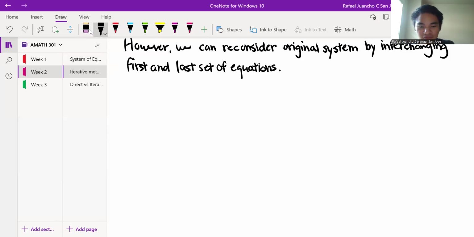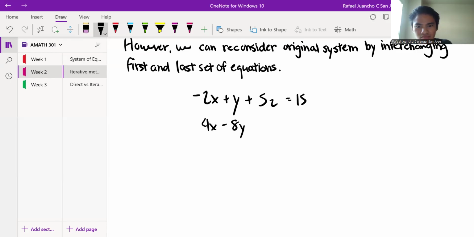Okay. I'm just gonna rewrite everything. So basically I'm switching my last and first equation. So let's actually see if this will affect it, right? Plus z equals -21, 4x minus y plus z is equal to 7.